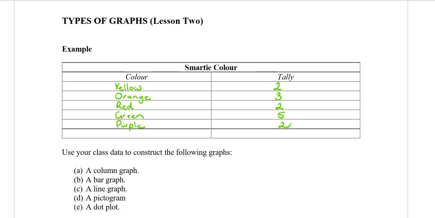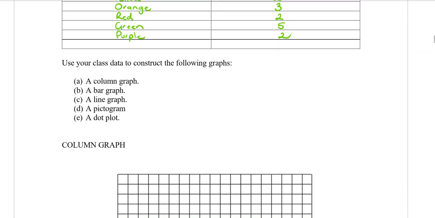Okay, so today we are going to do the same 5 graphs with our Skittle colours. We did them already, so today it should be even faster. We have the column graph first.